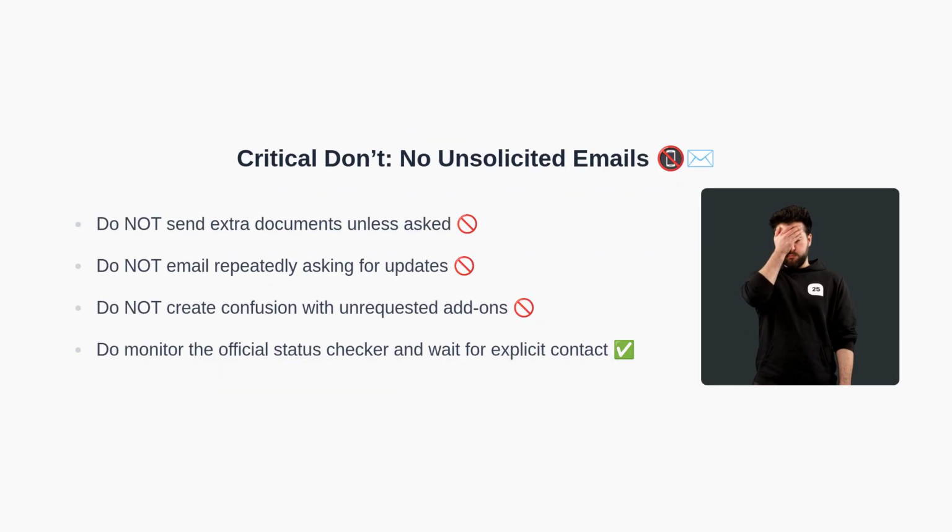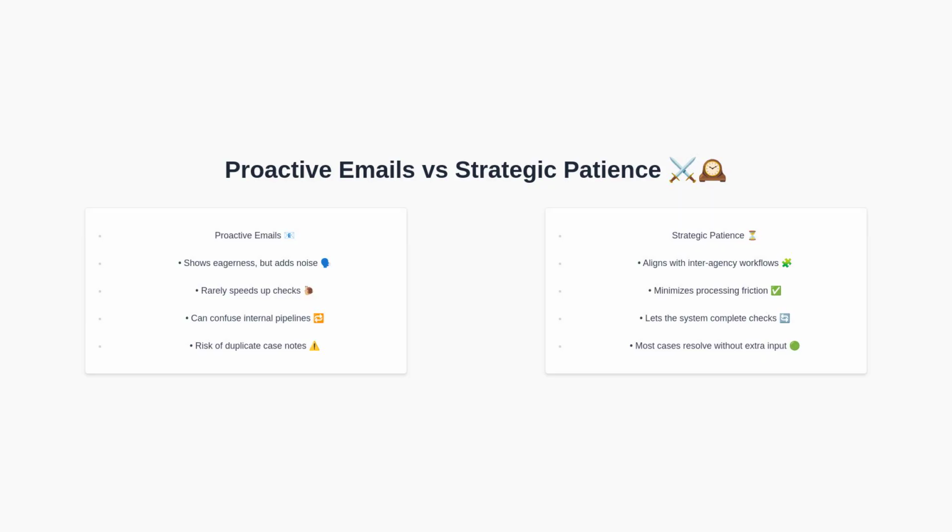This part is counterintuitive but essential. Do not send unsolicited documents or emails unless specifically requested on the 221G slip or via an official follow-up from the consulate. Administrative processing is driven by interagency checks, not by missing paperwork. Introducing documents that were not requested can complicate internal workflows and slow your case. Instead, rely on the official status checker and wait for explicit contact. If the officer kept your passport and did not ask for anything specific, assume the delay is due solely to internal checks.